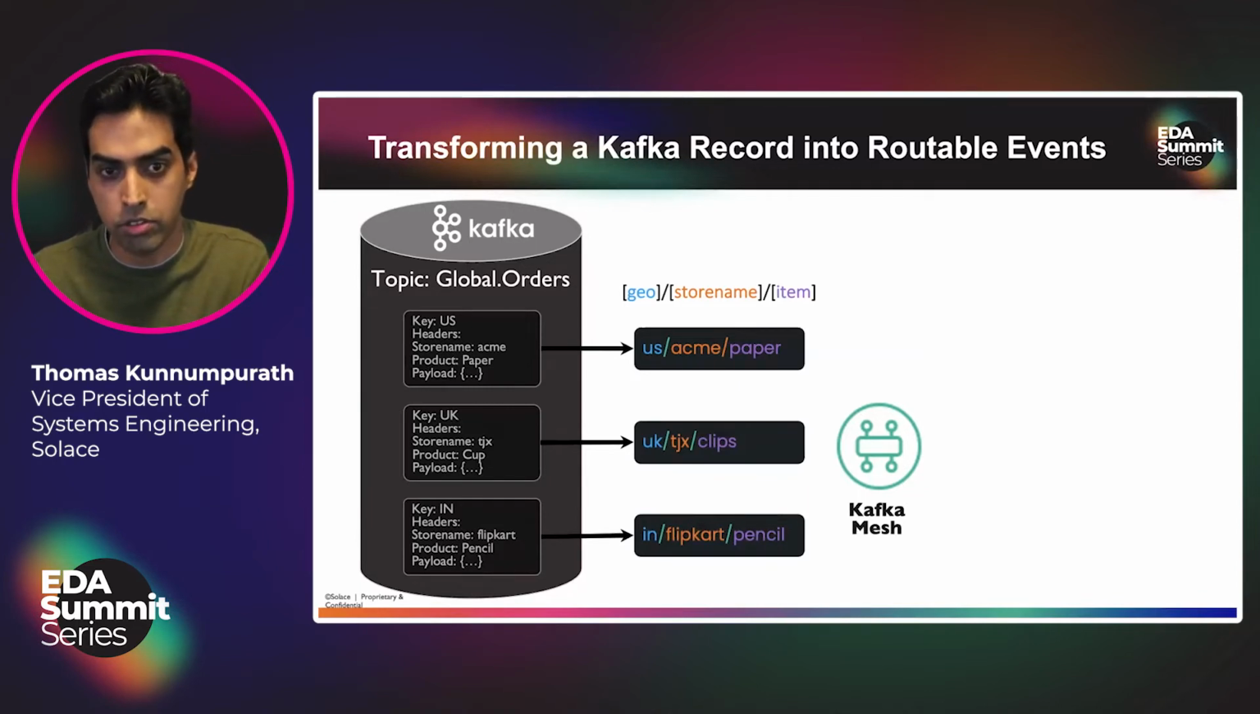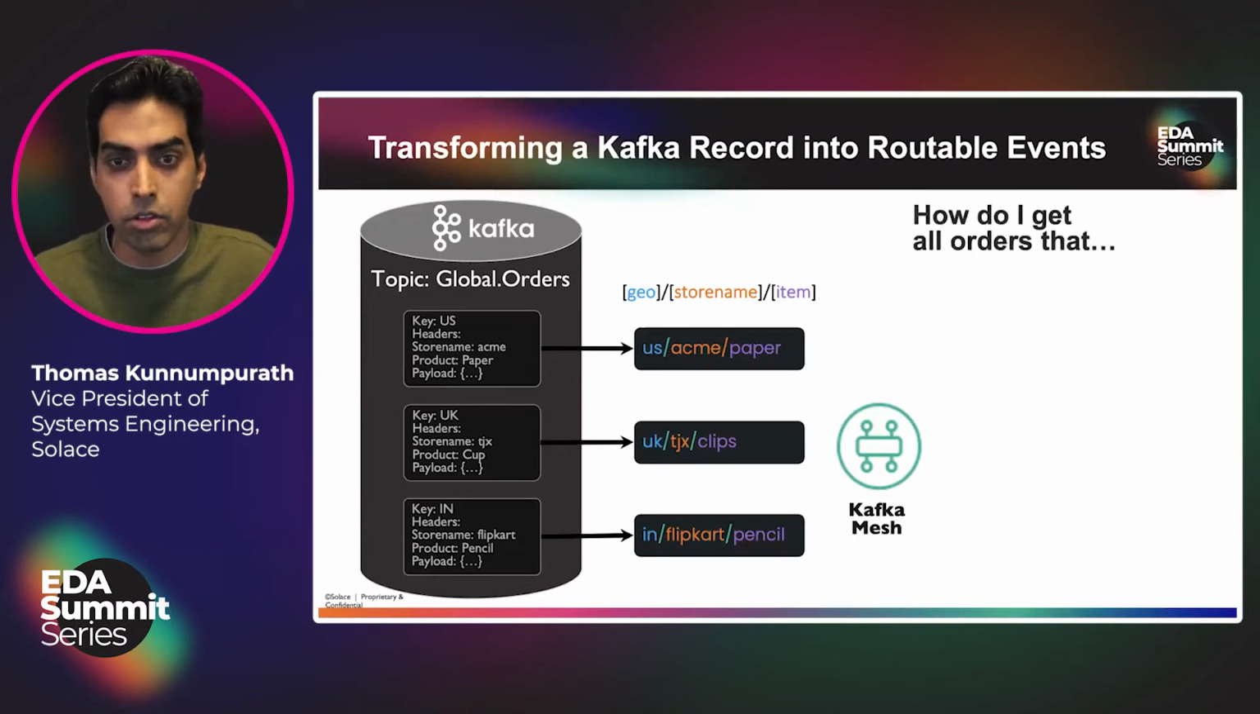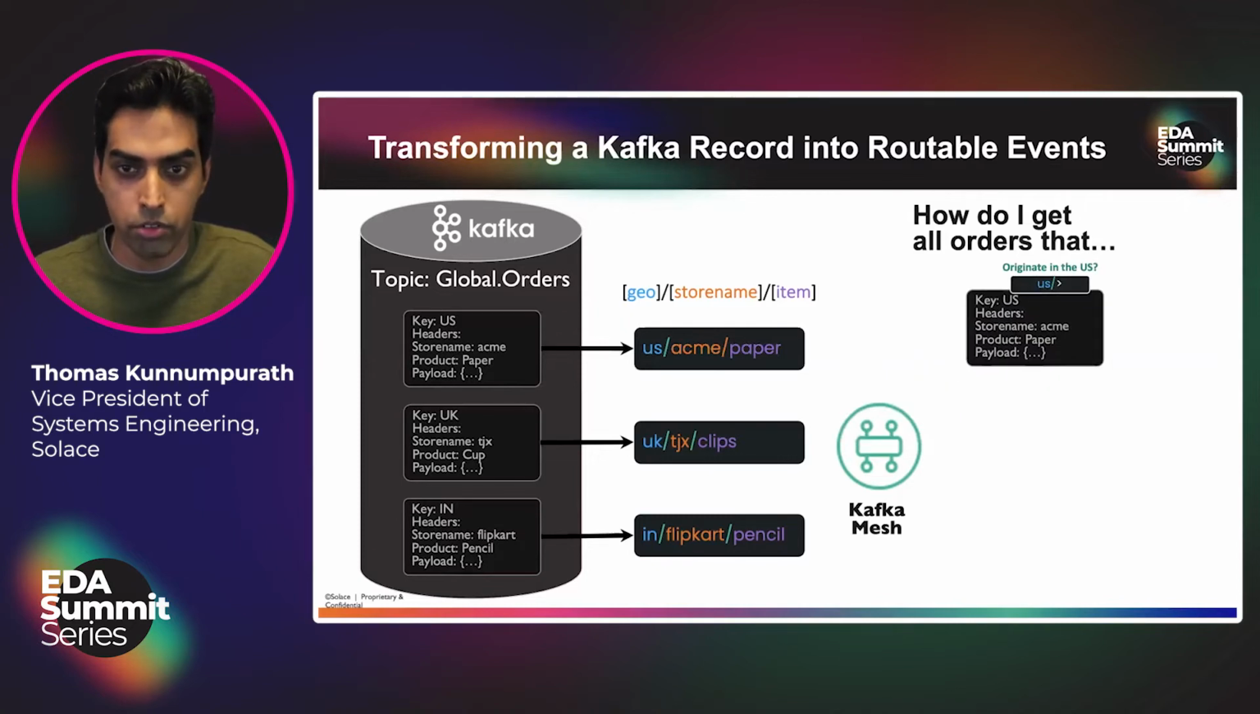Once these records are translated into these routable topics, and bear in mind that the payload is also attached to these records, you could start asking intelligent and real-time questions of your Kafka streams. For example, what if I wanted to get all events in sequence that originate from the US regardless of store? You just express a topic subscription with the wildcard US/>, which essentially means that any message that has a topic that begins with US will be routed to the subscriber.